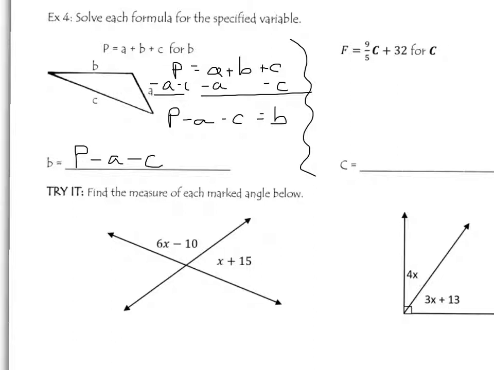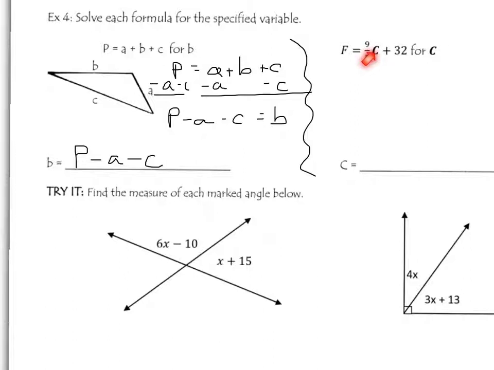In problem 2, we are solving for C. This is a formula for Fahrenheit and centigrade temperatures. If you know the centigrade temperature, you can convert it to Fahrenheit using this formula. What they want you to do is show us how to do it the opposite way, so that if you're given the Fahrenheit degrees, you can convert them to centigrade degrees. Okay, our goal is to get C by itself.